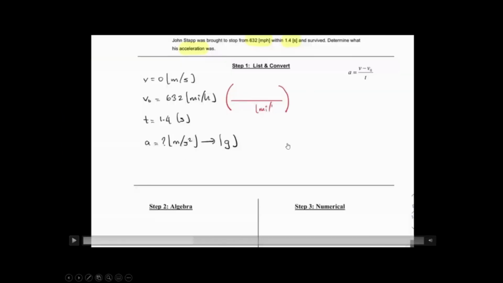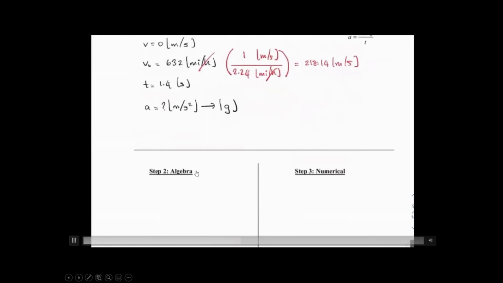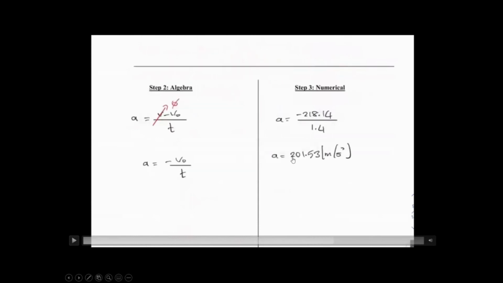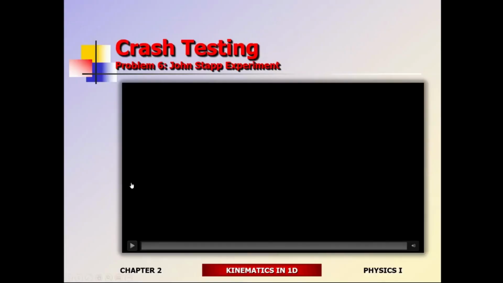All right, so we are resuming. Meters per second, miles per hour. Get rid of the units, so we end up getting a speed in terms of meters per second. We want the acceleration. Final speed is 0, so get rid of that term. We will get a negative acceleration, which means that we will be slowing down. The initial speed divided by the time is going to give us negative 201.53 meters per second squared. If you move the decimal to the left, that's going to give you the G load. Don't forget it's going to be negative, so it's about 20 Gs. So John Stapp was exposed to 20 Gs.